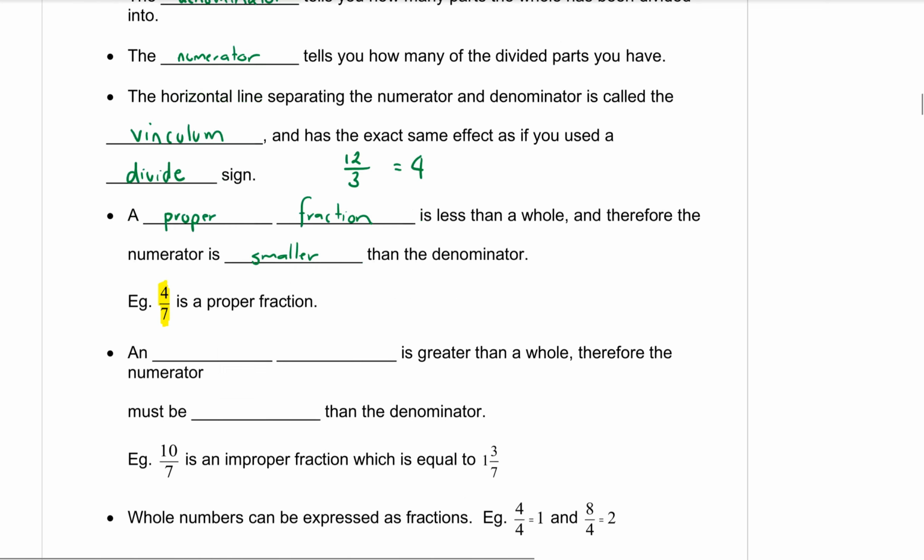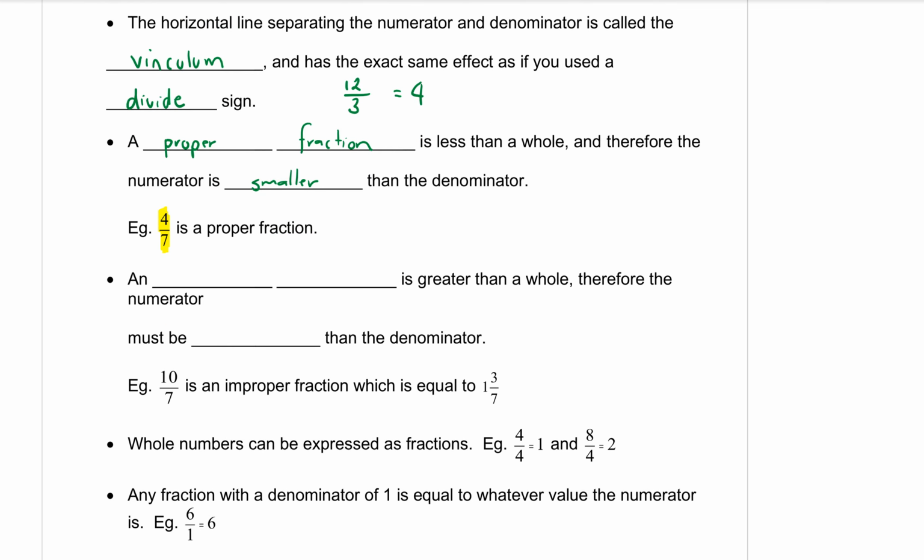However, not all fractions are like that. Some fractions have a bigger number on the top, and that is called an improper fraction. So that's this next one. An improper fraction is greater than a whole. That means that the numerator must be larger than the denominator. So here is an example, 10 over 7.